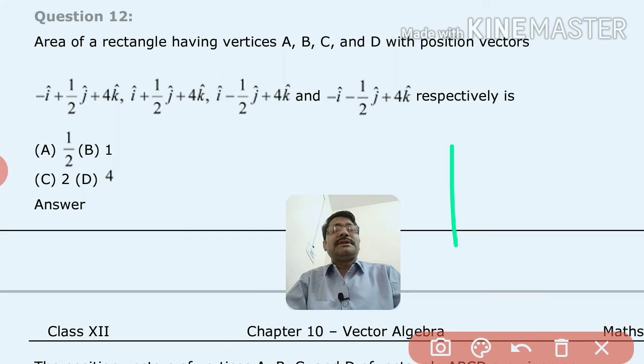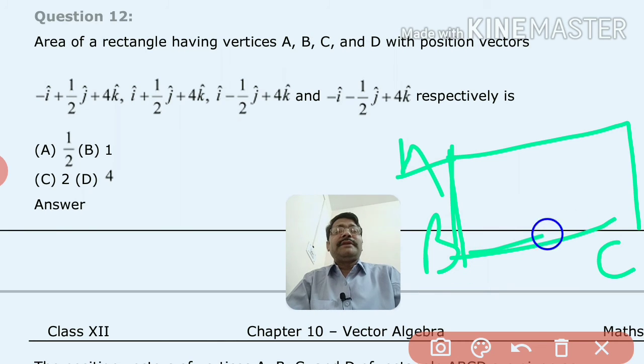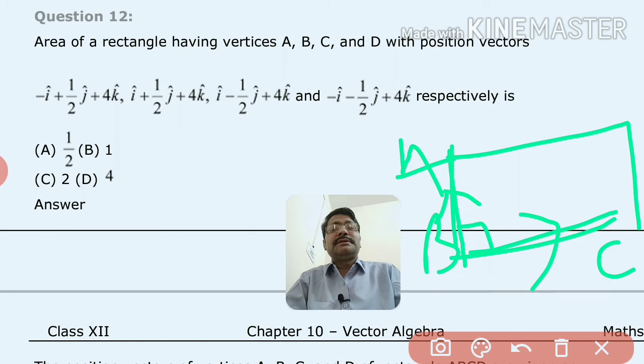Area of a rectangle you have to find. Here the position vectors of ABCD are given to you, and first you will find the AB vector and then the BC vector, then find the modulus of AB, that will be the breadth, and the modulus of BC that will be the length. Now area of a rectangle is length into breadth, so you can use that method.